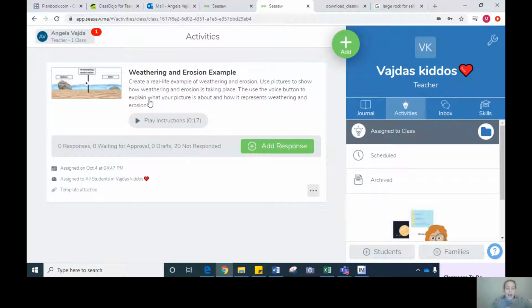So the directions say to create a real-life example of weathering and erosion. Use pictures to show how weathering and erosion is taking place. You can also use the voice button to explain what your picture is about and how it represents weathering and erosion. If you want to listen along to my directions, I did record them right here for you. I'm going to show you an example of what I did, my example of weathering and erosion.